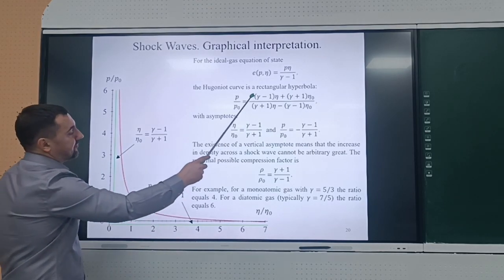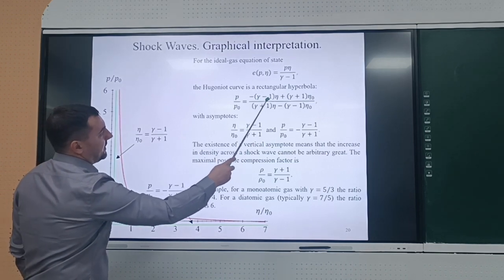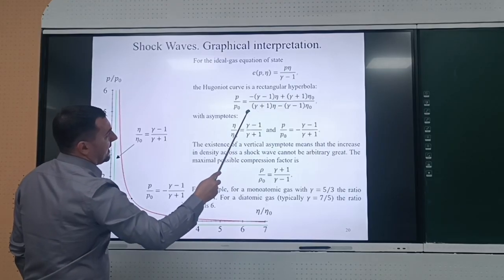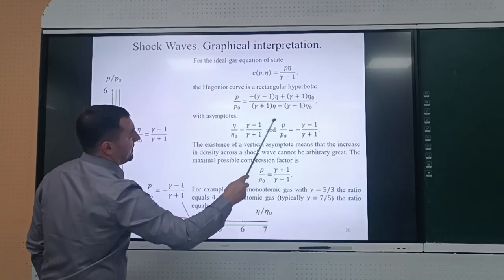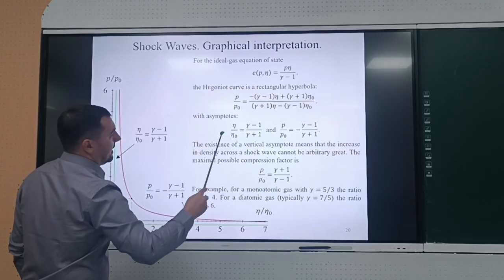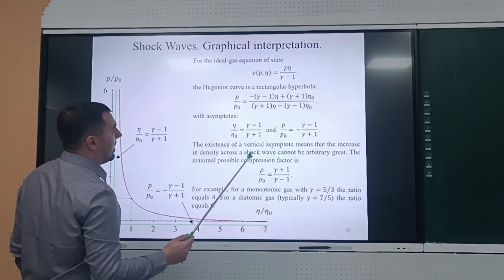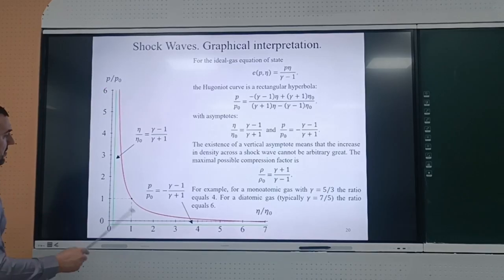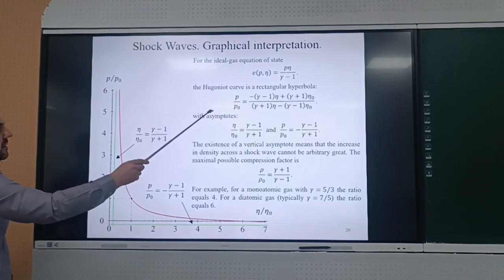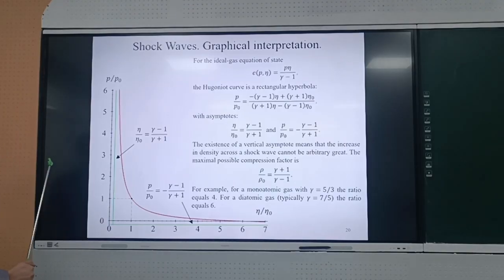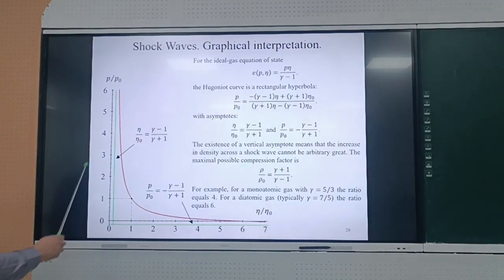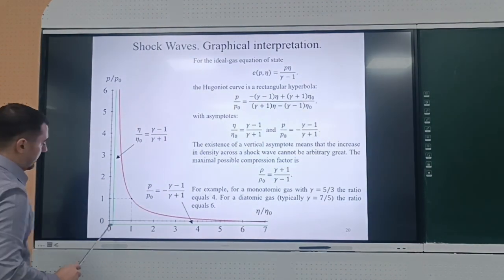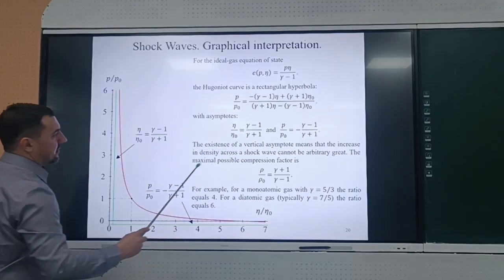If eta approaches infinity, then P over P0 approaches this limit, and if the denominator approaches 0, then eta approaches this value, eta 0. We can plot this hyperbola, and this is not just a sketch. This is the real plot of this hyperbola for gamma equals 1.4, and these are two asymptotes. This one is the vertical asymptote, and this one is the horizontal asymptote.